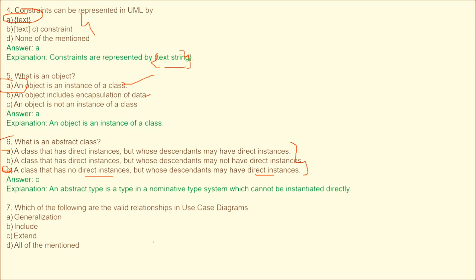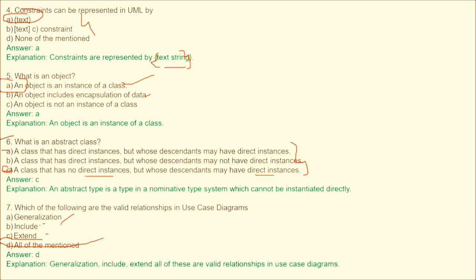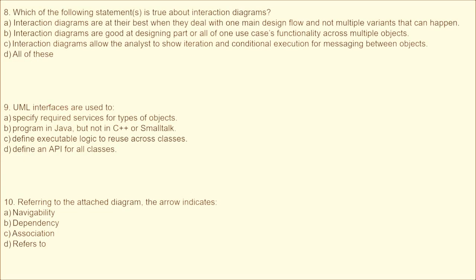Which of the following are the valid relationships in use case diagrams? Generalization, include, extend, all of them mentioned. The answer is D. Generalization, include, extend, all these are valid relationships in use case diagrams.